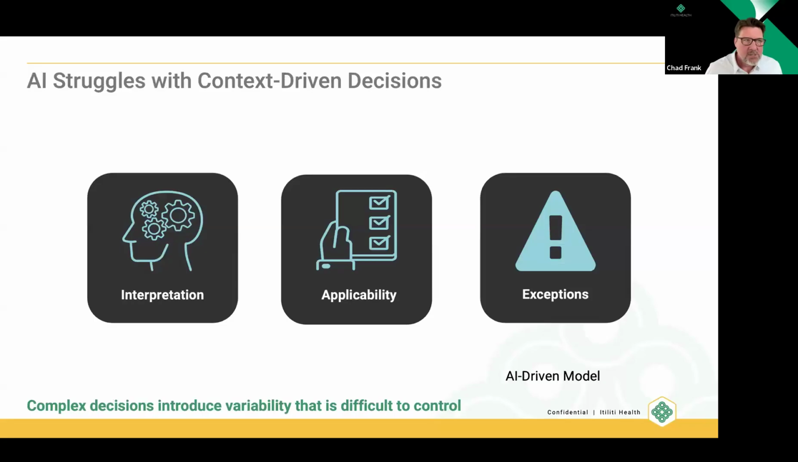All right. So now that we talked about what AI is really good at, we're going to start to talk about where AI struggles. And this is where we're getting narrower and narrower on the impact and how you develop and define your prior authorization systems.